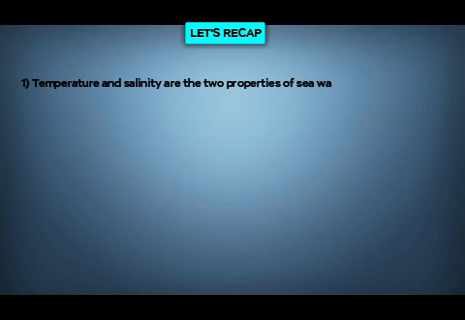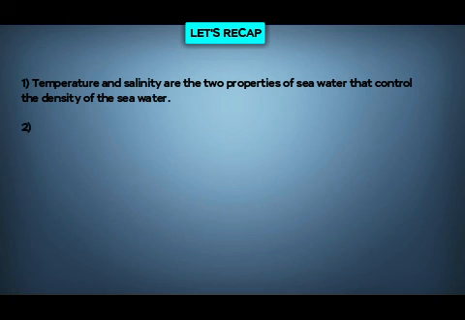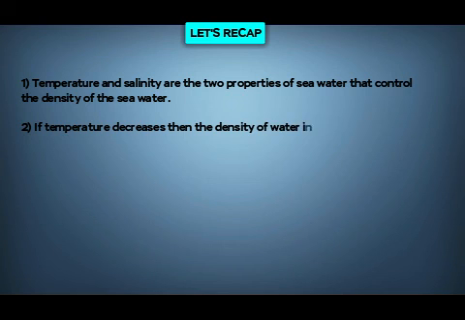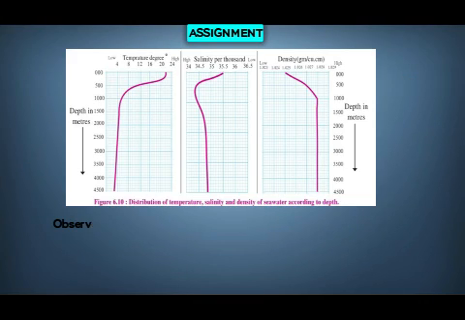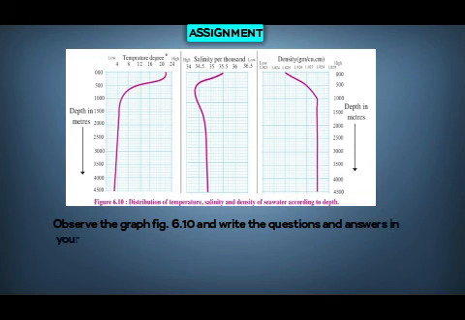Now let's recap. First point, temperature and salinity are the two properties of seawater that control the density of the seawater. Second, if temperature decreases, then the density of water increases. Third, as compared to salinity, the effect of temperature on density is more. Assignment: observe the graph, that is figure 6.10, and write the questions and answers in your geography copy. Thank you.